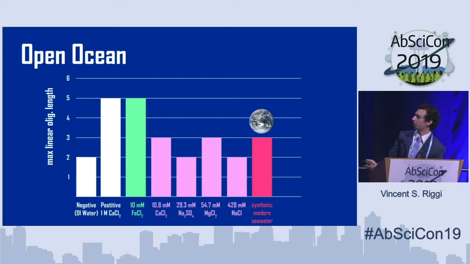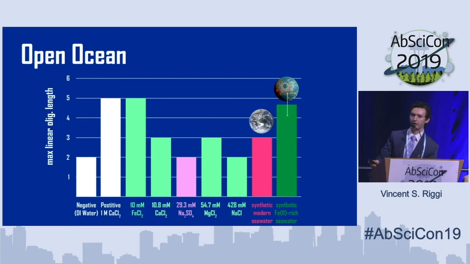But we're interested in the early ocean, so we add in iron. And when we mix that with our other salts at modern concentrations and take out the sulfate, because there wasn't any sulfate, we can run similar experiments, and we see that, again, the biggest win is iron, which is up here at 5, and is pretty close to what we get for our iron-rich synthetic seawater.